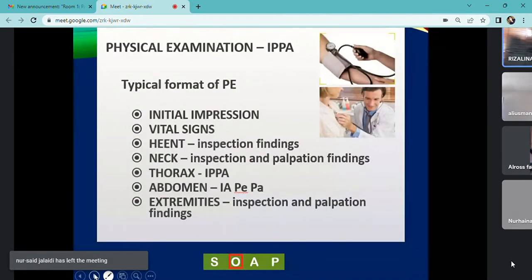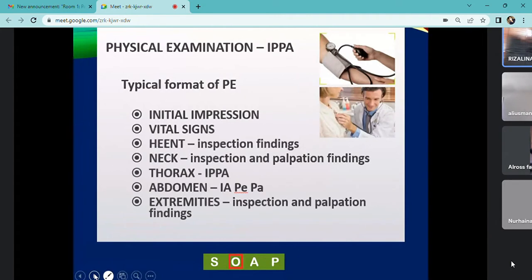Then, we also have this under objective findings, the physical examination. So, the typical format for physical examination: the initial impression first, which includes age, height, weight, sensorium of the patient, and general appearance. Then the vital signs, and your assessment of the head, ears, eyes, nose, and throat. Then neck inspection and palpation findings. Is there a presence of jugular vein distention? Okay? What does that mean? Maybe there is a problem with the heart of our patient.